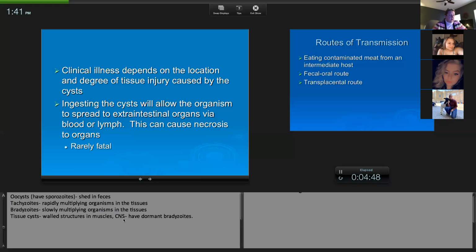Now, there's a note here that in the central nervous system, they can have the dormant form of these bradyzoites, and so they can remain in the tissues.